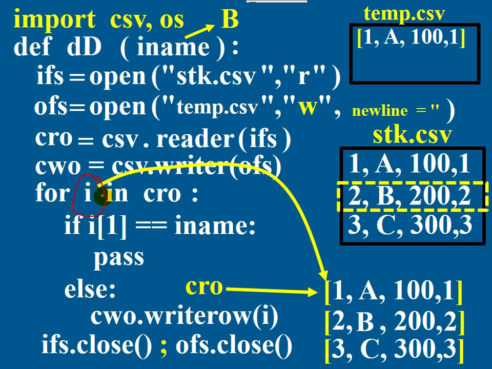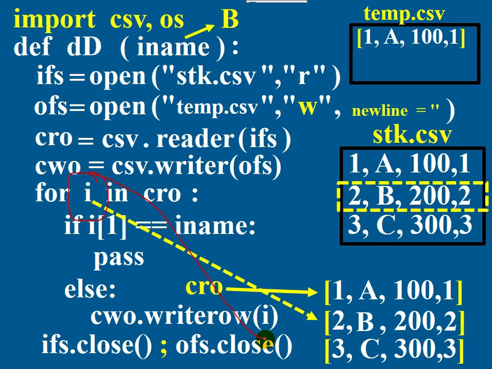Again, for i in CRO, now i will point to the second list. This time what is i of 1? B. What does iname contain? That is also B. So B equal to B, correct, meaning this is the list to be deleted. So pass, empty statement. This should not be written to the temporary file.